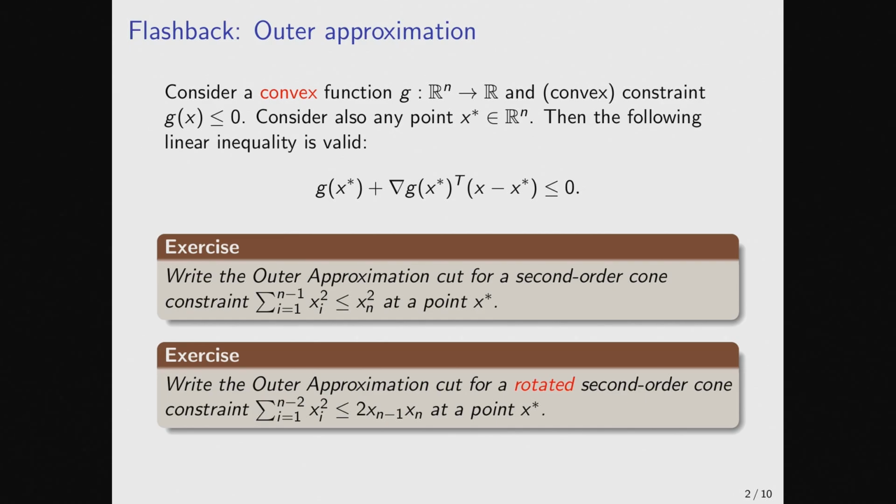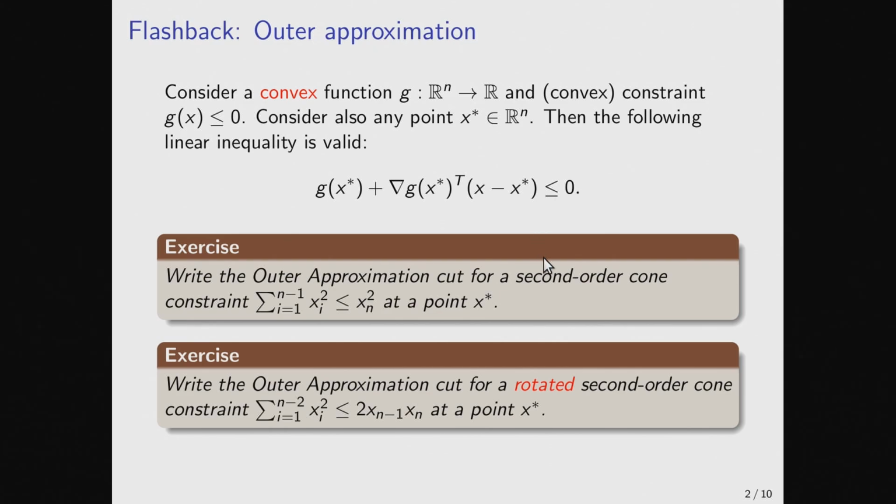So I think one of the fundamental observations that needs to be made here is the following. For any convex function g, this is only a one-way implication, as we saw in the tutorial on Saturday: g of x less or equal than 0 is a convex constraint. If g of x is a convex function, then this linear inequality is valid, and it's one of the so-called outer approximation cuts. And this should fall out of your ears because you've heard outer approximation a few times now.